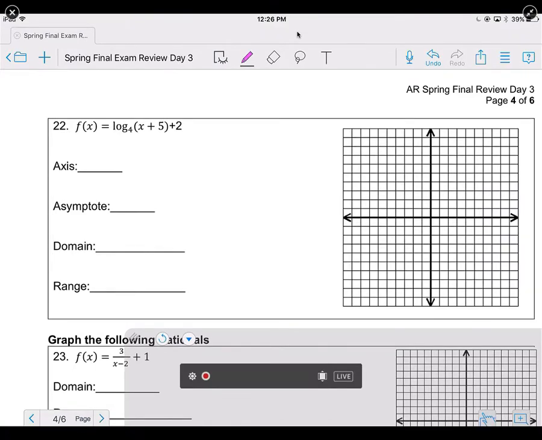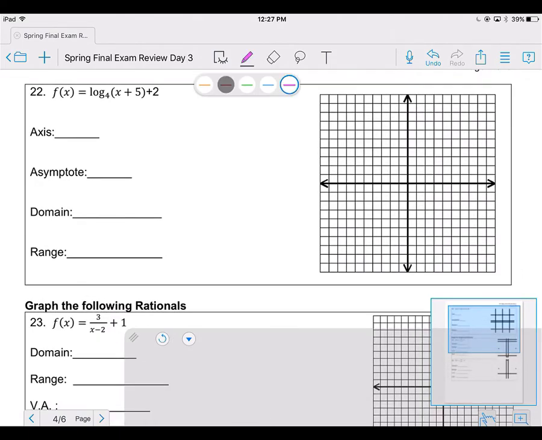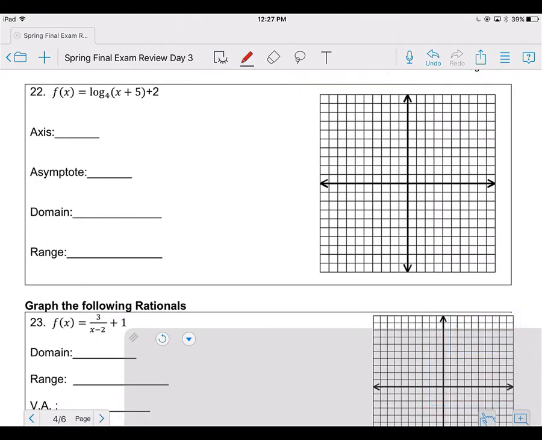This video is the Spring Final Review Day 3 Part 2, so this is pages 4 through 6. If you're looking for pages 1 through 3, it was the other video. So with this, we're finishing up logs.